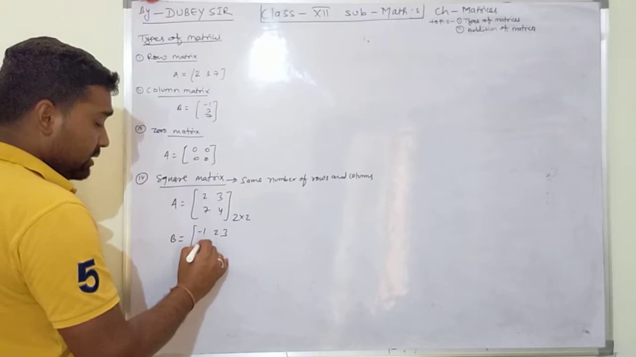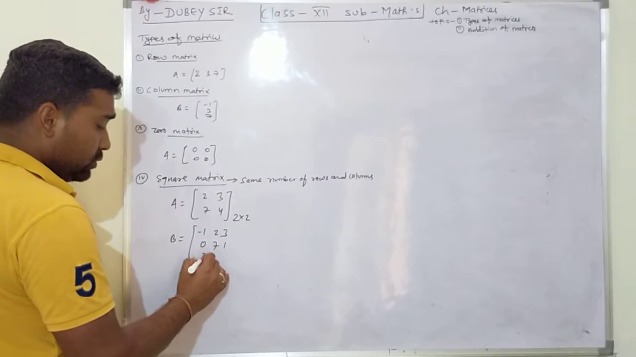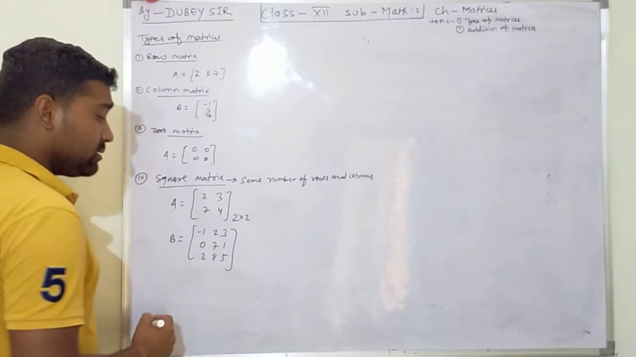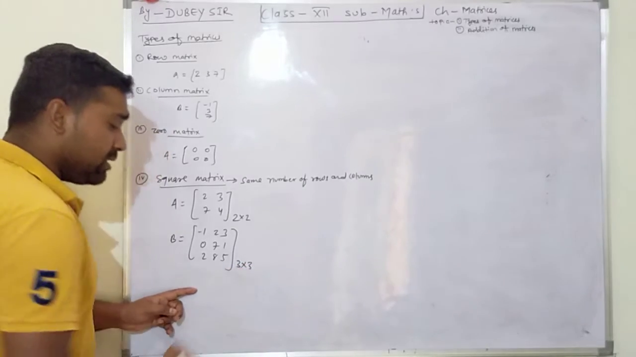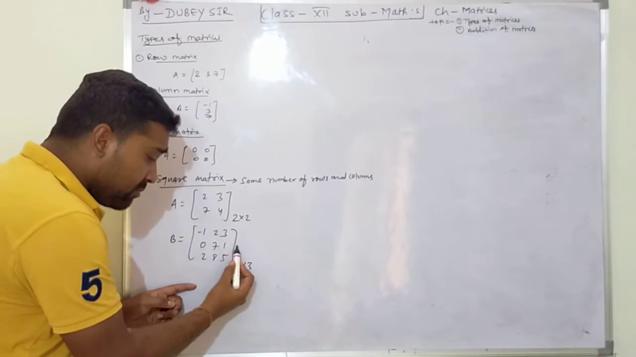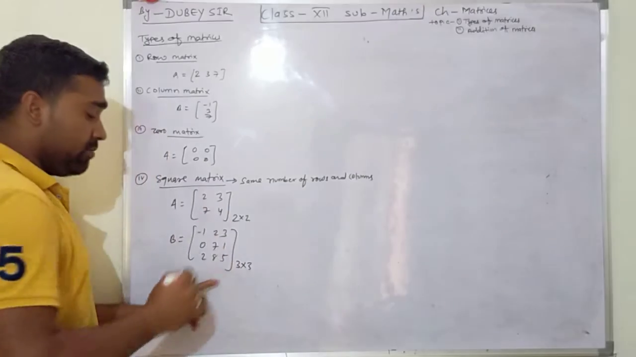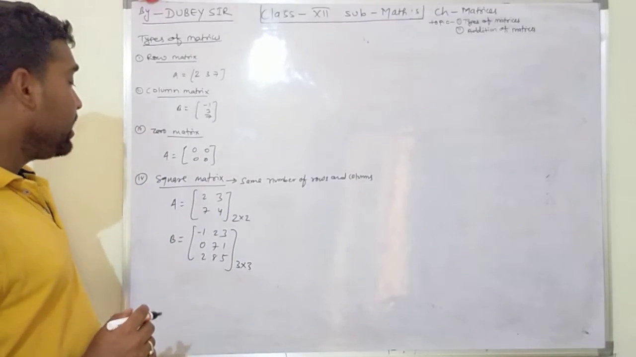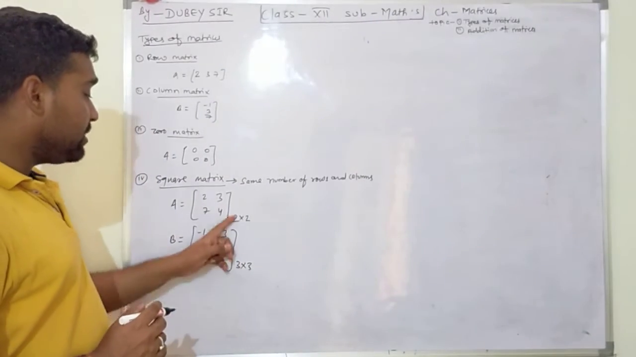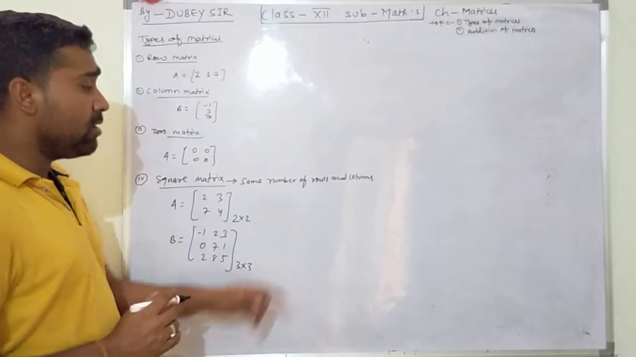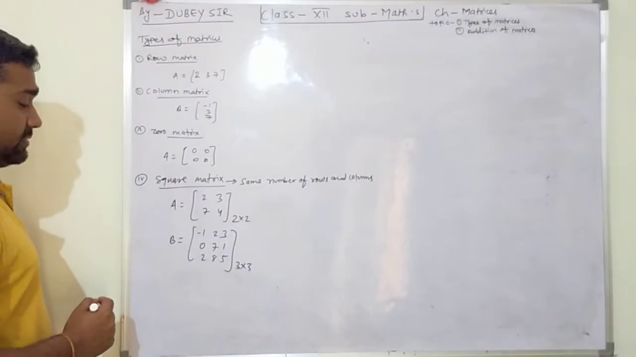You can take another example: -1, 2, 3, 0, 7, 1, 2, 8, 5. This is a 3 by 3 matrix. Why 3 by 3? Because it has 3 rows and 3 columns. Therefore, it is called a square matrix. Both matrices have the same number of rows and columns.